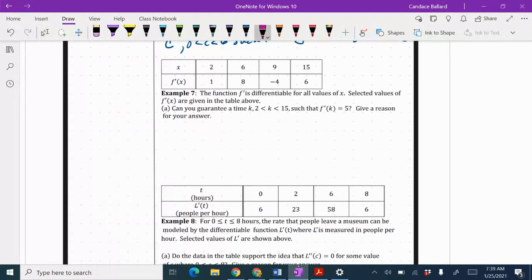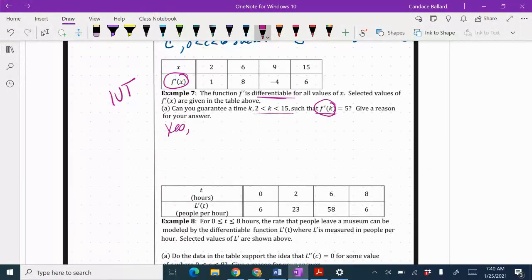In example 7, the function f prime is differentiable for all values of x. Selected values of f prime are given in the table. Can you guarantee a time k between 2 and 15 such that f prime of k equals 5? Give a reason for your answer. Notice it's in derivative to trick you, but they're both derivatives, so because they match, that's IVT. So can you guarantee? Yes, we can guarantee that.